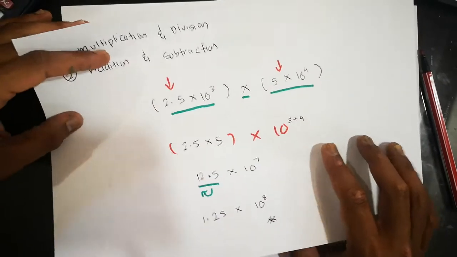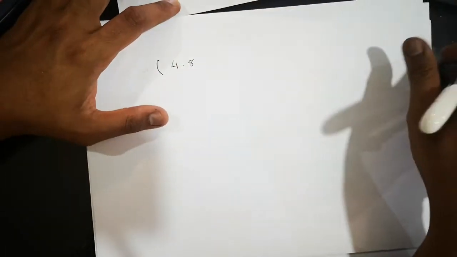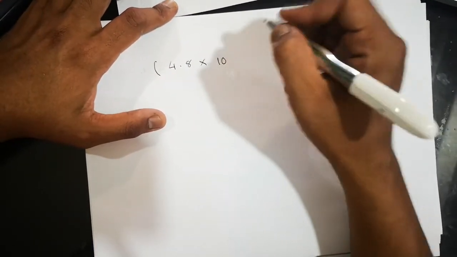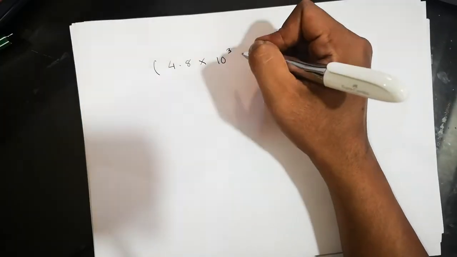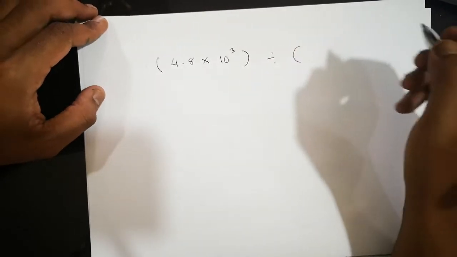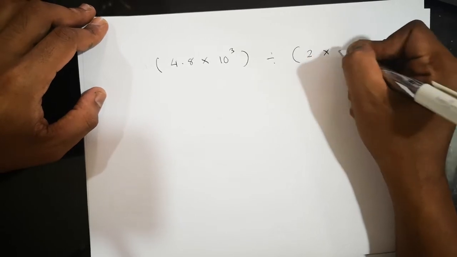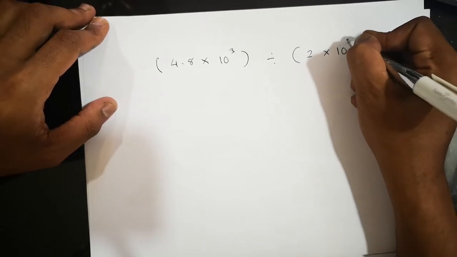Okay, now let's try how to do division. Let's have a random number again, a random number of a standard form. Let's put it as 4.8 times 10 to the power of 3, I divide by 2 times 10 to the power of 8.